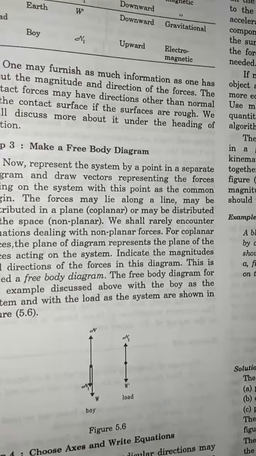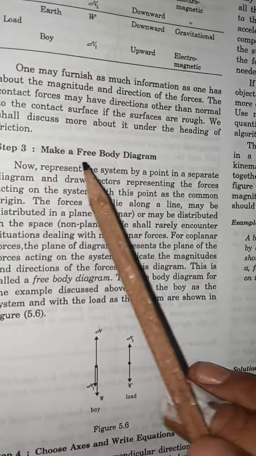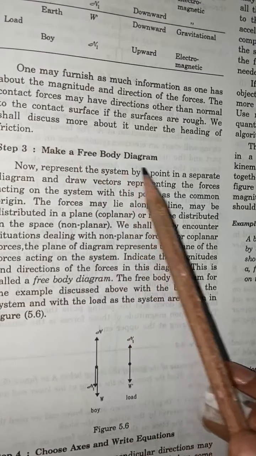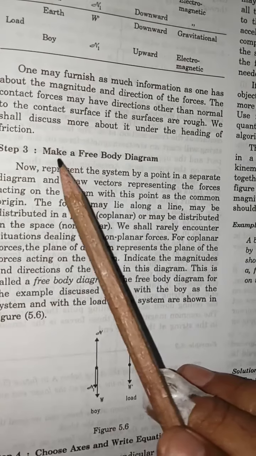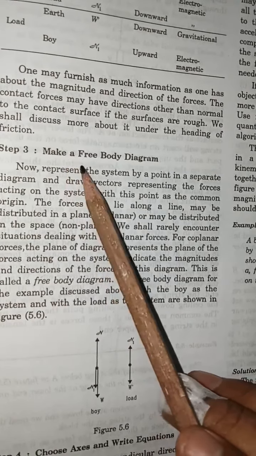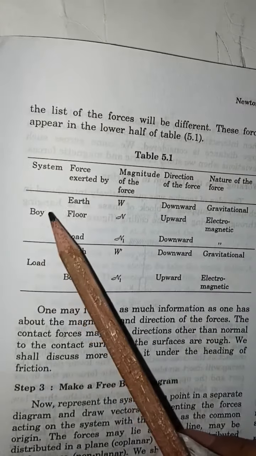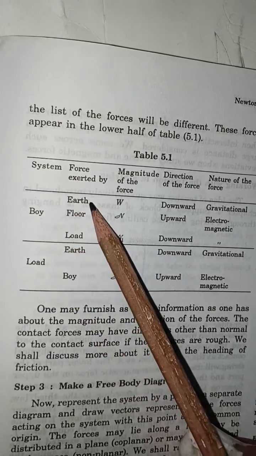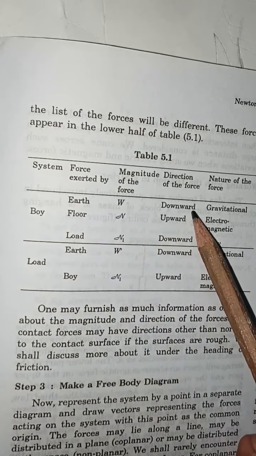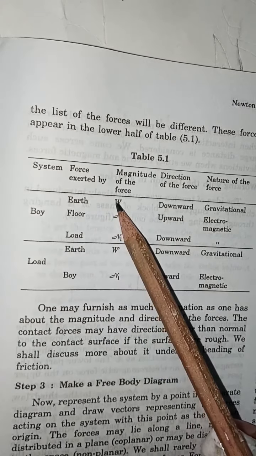In the third step, this is very important now. After knowing how many forces are working on the object, for all these forces you have to make the free body diagram. What you have to make? Free body diagram. See the table shown to you in the previous example. The boy is experiencing how many forces due to earth? Which one force? Downward. That is called the weight of the man.